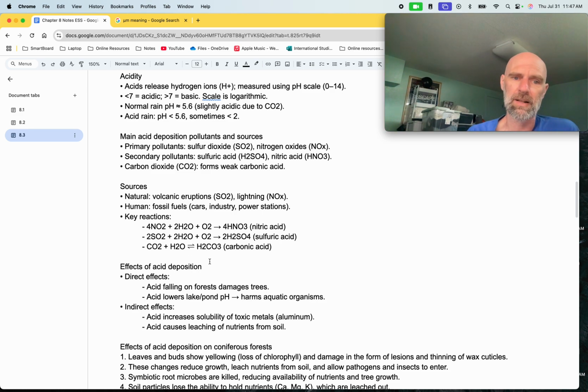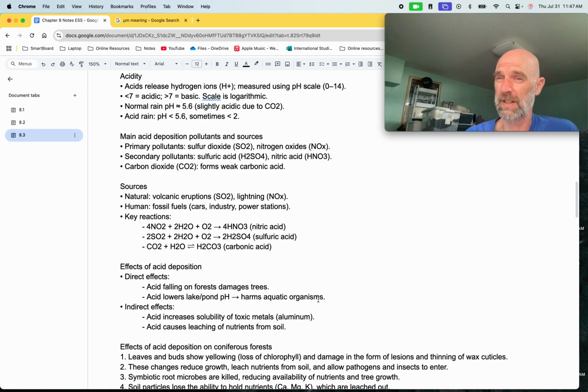Effects of acid deposition. Direct effects. Acid falling on forests damages trees. So how it damages trees is this. Acid rain falls, and it can attack the roots, but also attacks the leaves. And remember, we need the leaves for photosynthesis. Without those, trees come down with a bad case of dead, no energy. So acid lowers lake and pond pH. Harms aquatic organisms.